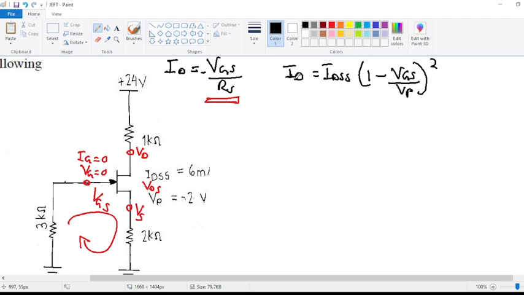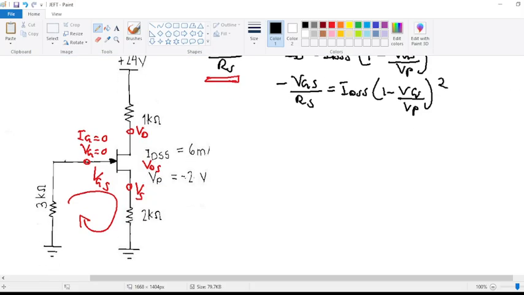So from this formula here, we've calculated that ID is equals to negative VGS over RS. So where there is ID, we substitute with this formula here. So we are going to have negative VGS over RS, which is equal to our ID, IDSS, open bracket, 1 minus VGS over VP squared. Now, how do you calculate this VGS? Because that's what they want from the first question.